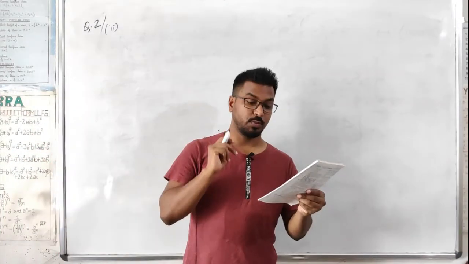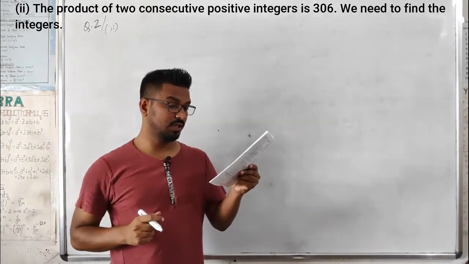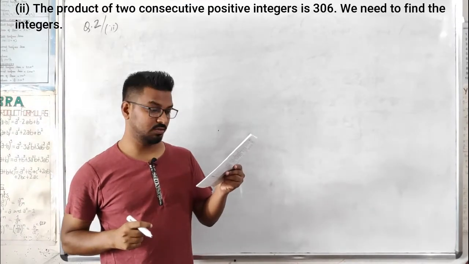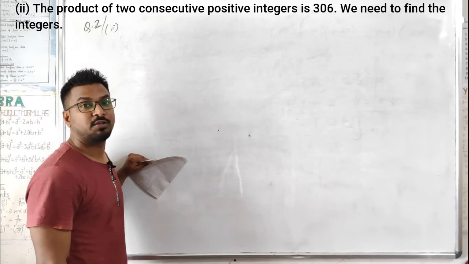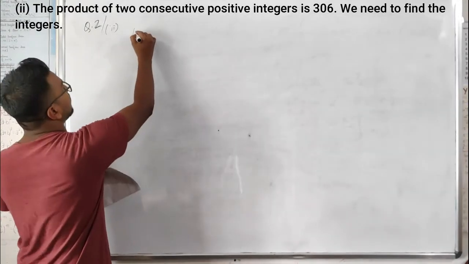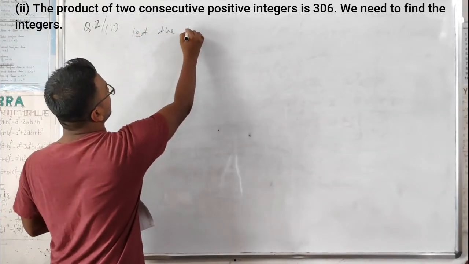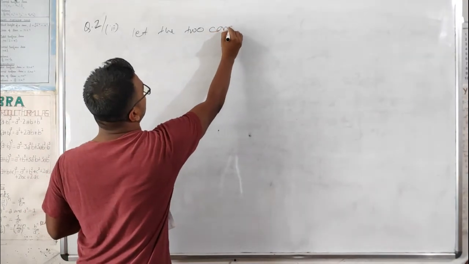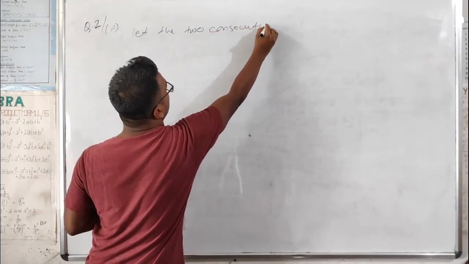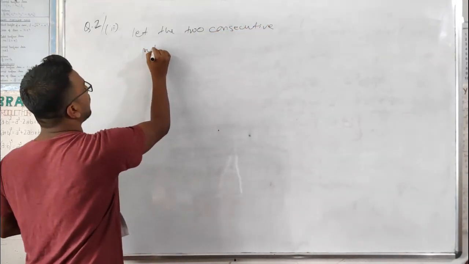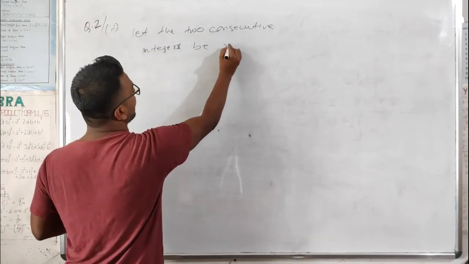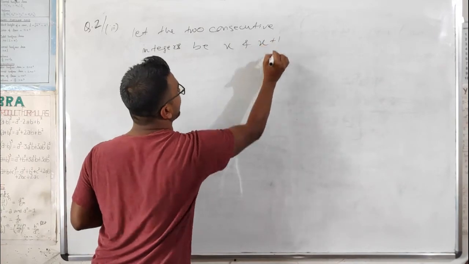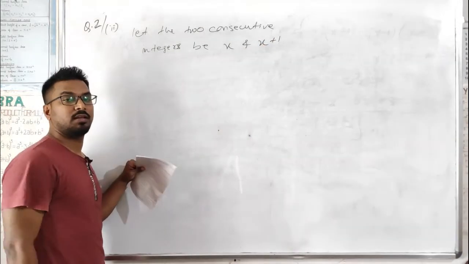Okay. Roman number 2 is given. The product of two consecutive positive integers is 306. We need to find the integers. So what are the two consecutive integers? We don't know. So let the two consecutive integers be x and x plus 1. Okay, x and x plus 1.